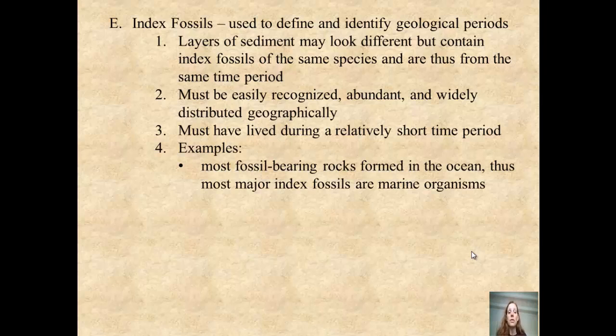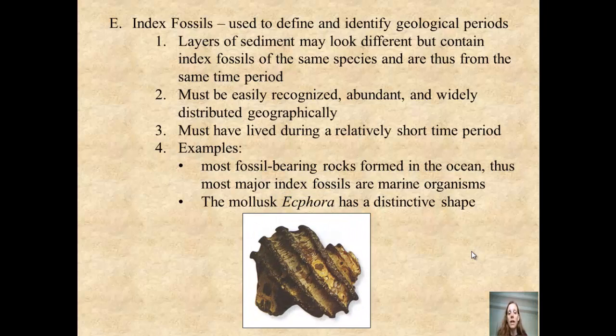So some examples: most fossil-bearing rocks formed in the ocean, thus most major index fossils are marine organisms. This mollusk has a very distinct shape, and it's often used as an index fossil because its distinct shape helps it to be easily recognized. It was very abundant, widely distributed geographically, and it only lived for a short time period. So this mollusk makes an excellent index fossil.